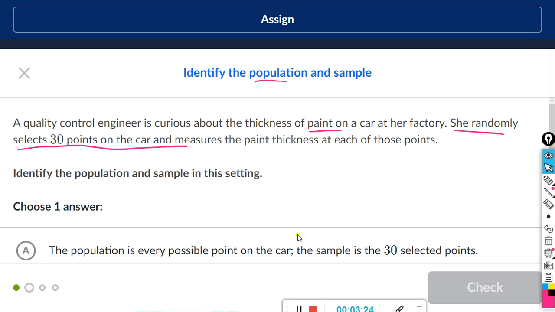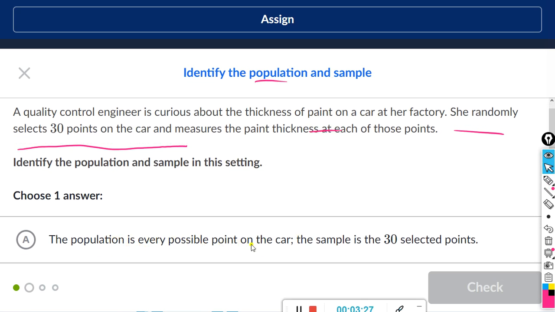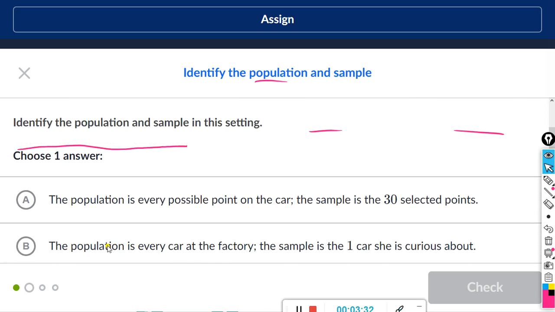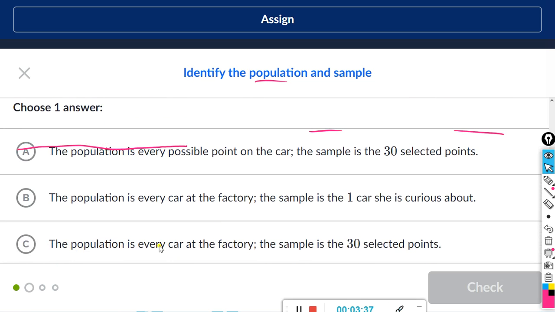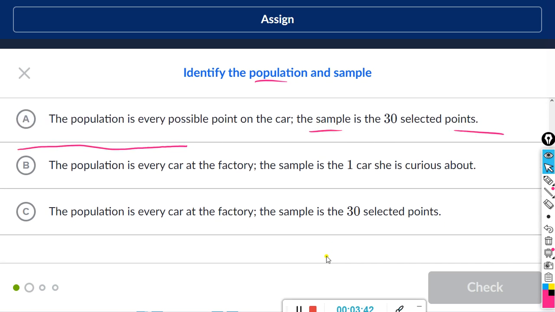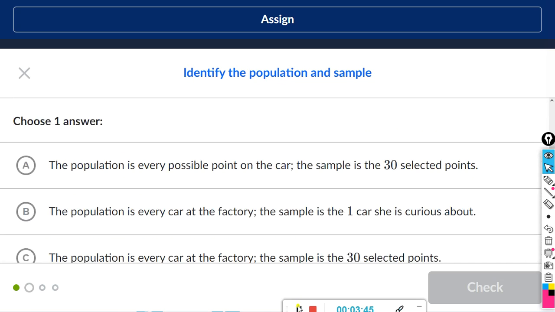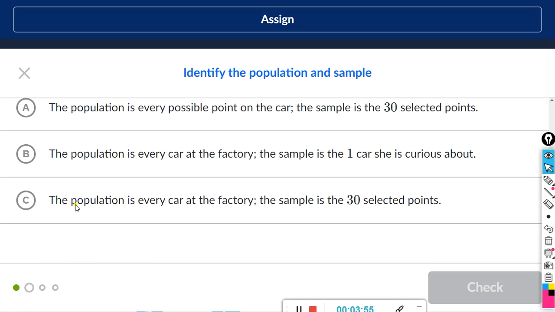Let's see. Population is every possible point? I don't think so. I think it has to be where there's paint. Population is every car at the factory. The sample is the one car? No. Population is every car. The sample is the 30 selected points? Maybe. Let me think. I don't think it could be A. Every possible point on the car wouldn't make sense because not every point on the car has paint. All right. I think it's C. The population is every car and the sample is the 30 selected points.